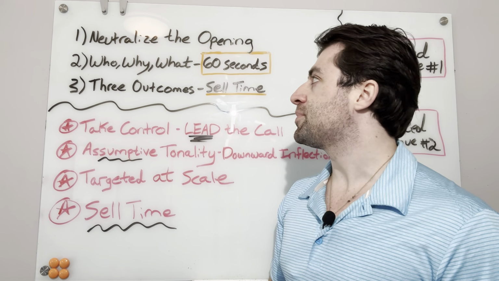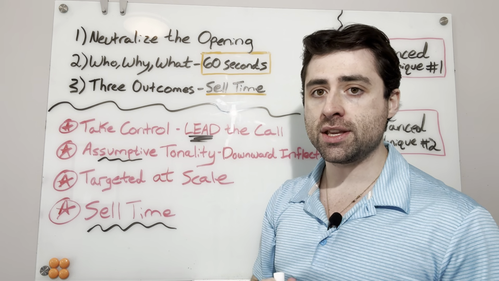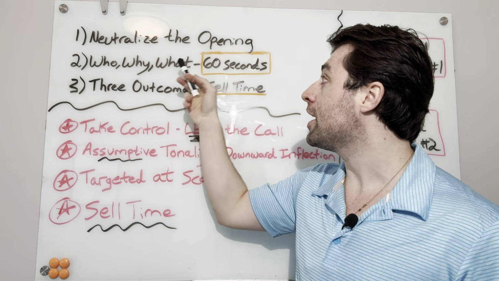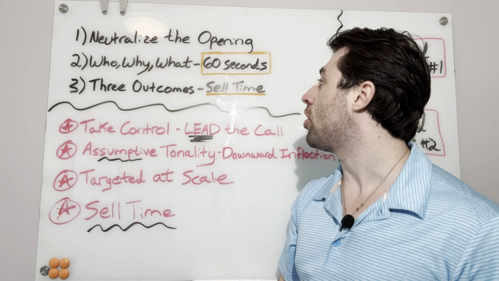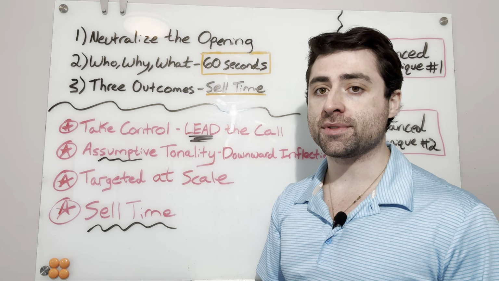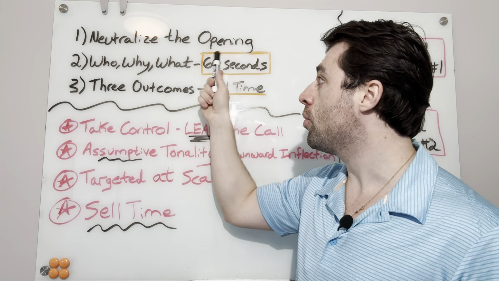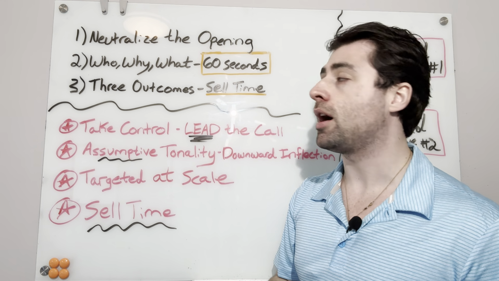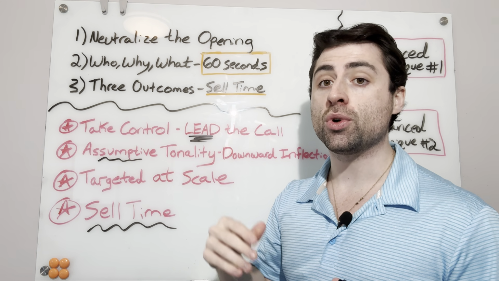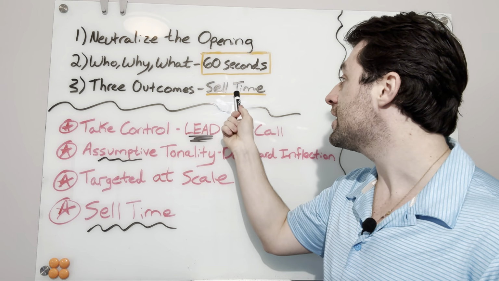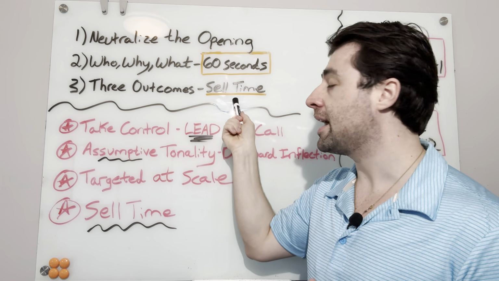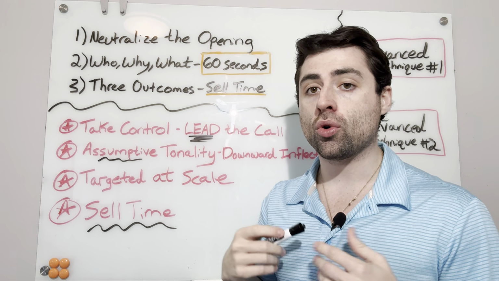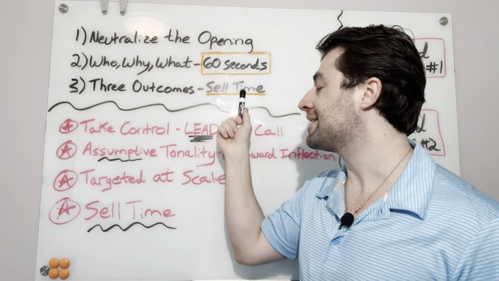So the 3 key steps to a value statement are first to neutralize the opening, which I'm going to talk about in a sec, deliver who you are, why you're calling, and what you want, ideally within the first 60 seconds of the call. And then there's only 3 possible outcomes that you need to be prepared for. Once you deliver this who, why, what value statement, they either can say yes, they can give you a hard no, which includes being hung up on, or they give you an objection, in which case be prepared for the most common objections and double down on what you want, which is time on their calendar. You don't have to sell your entire value proposition on an off-the-cuff cold call. You can save that for the discovery call and sell time here.